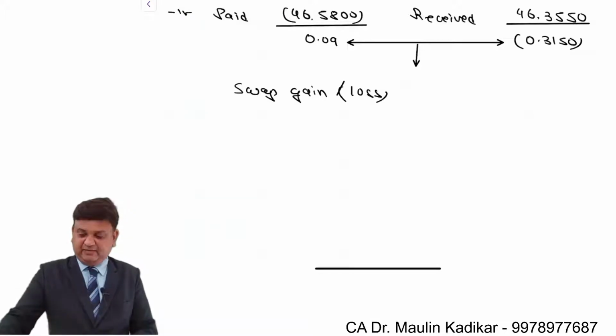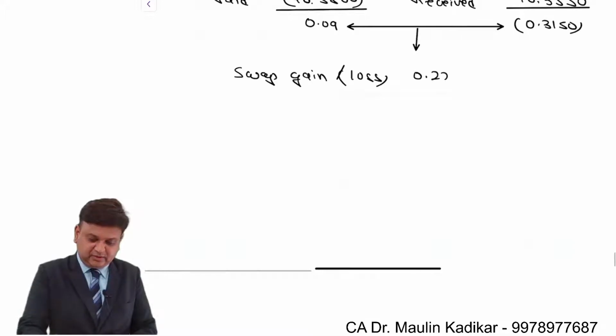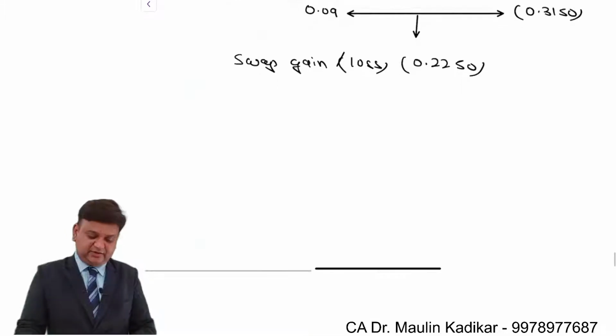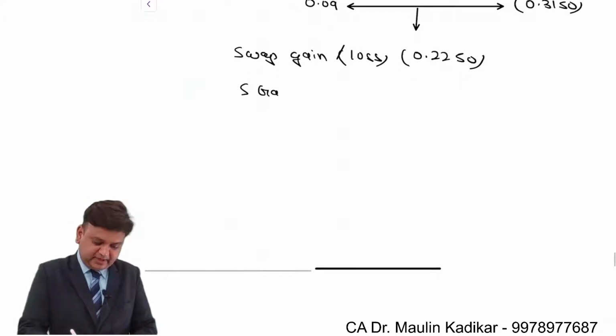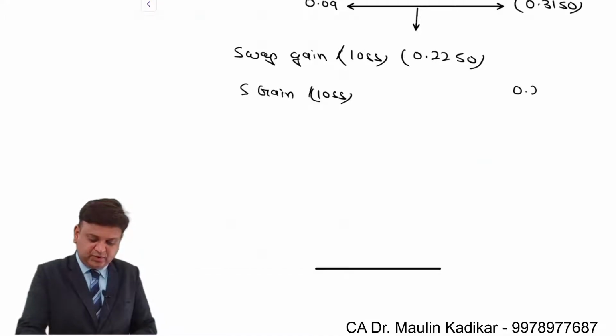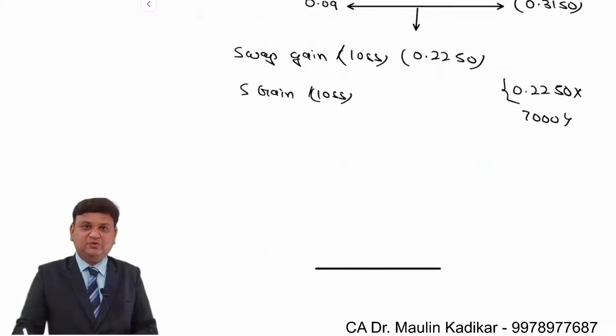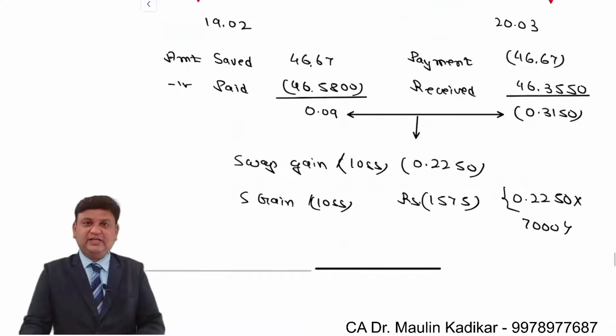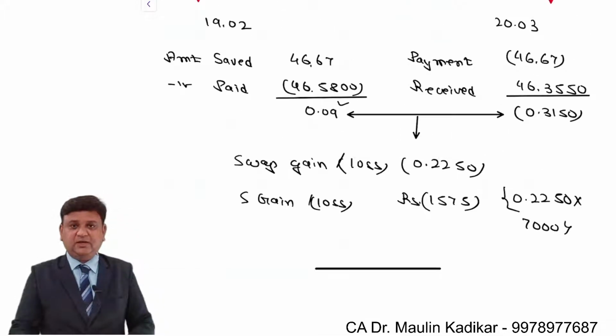So 0.09 minus 0.315, that comes to 0.2250. What is the amount? Amount is 7000. So swap gain or loss in total is 0.2250 into 7000. That comes to rupees 1575. Okay. Now friends, we understand that there is a gain of 9 paise.